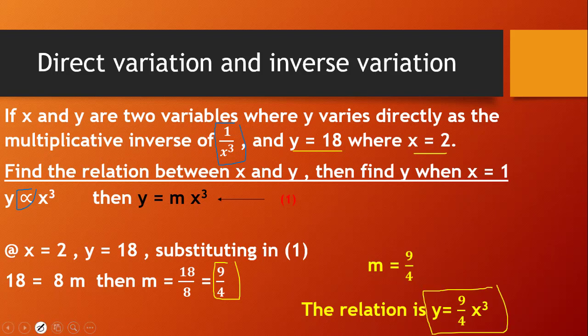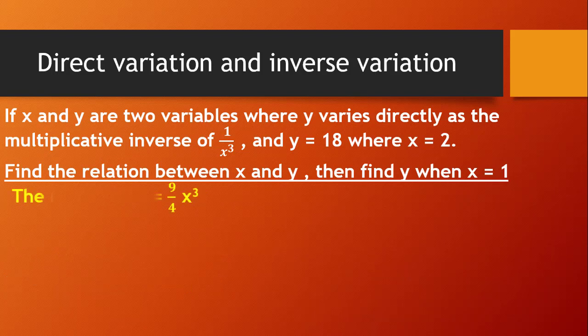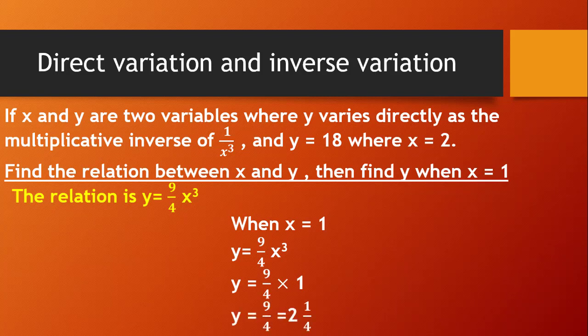Okay, we can substitute in this relation to get y when x equals 1. So y equals 9 over 4 times 1, which means 9 over 4, approximately 2 and 1 over 4. So if the relation is not required, you can use the property, or you can use the relation. But if the relation is required, you should get the relation at first, then get the required value.